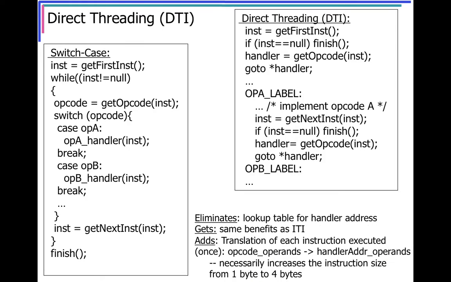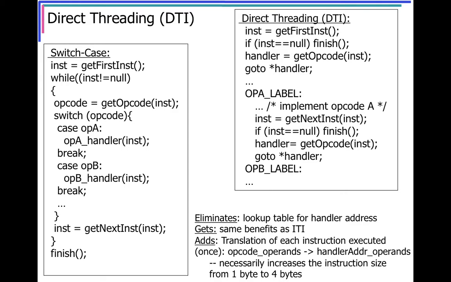So the next thing we're going to do is called direct threading. This is a second optimization after indirect threading, and we're going to get rid of that table. All right, so what we're going to do here is observe that every time we go to the table, we use the opcode to index into that table. So the opcode is really an index.